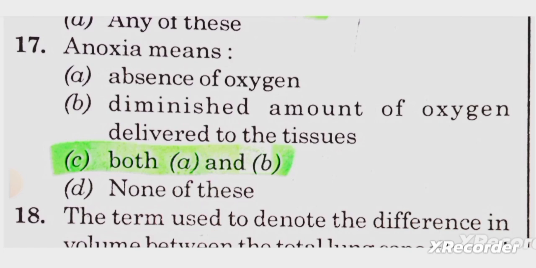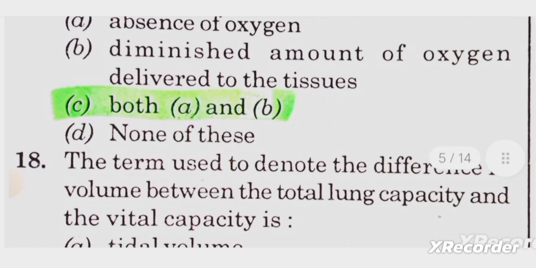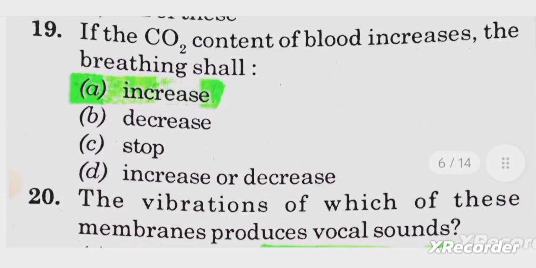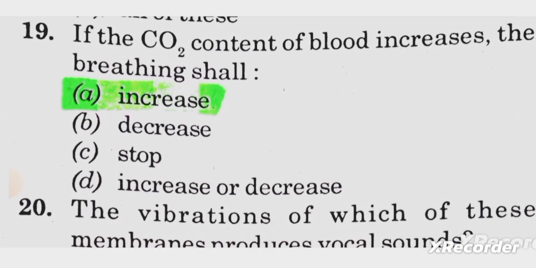Next. Diminished amount of oxygen delivered to the tissue. Next. 18. The term used to denote the difference in volume between the total lung capacity and the vital capacity is answer C, residual volume. Next. 19. If the CO2 content of blood increases, the breathing shall answer A, increase.